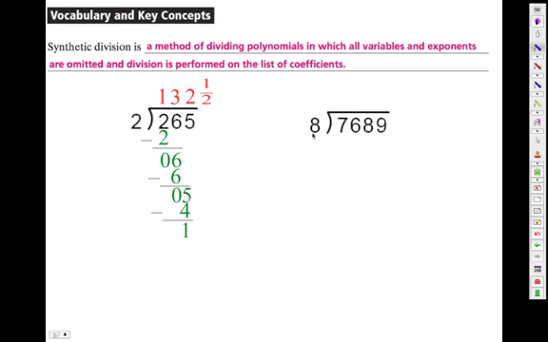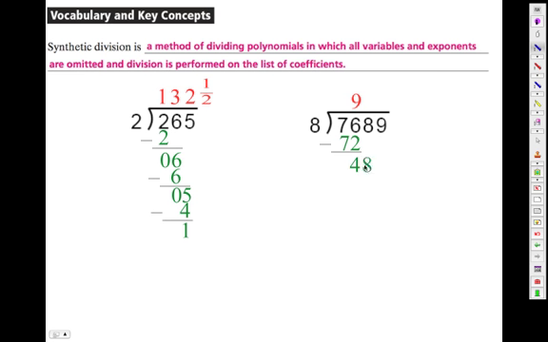Okay, let's go over this. So 8 doesn't go into 7, so we're going to have to skip a spot, and we're going to have to move over to the next. 8 goes into 76. We see it goes in 9 times. We multiply. 9 times 8 is going to be 72, and then we subtract. 76 minus 72 is going to be 4. Now 8 doesn't go into 4, so we're going to bring down the next place value, which is 8.